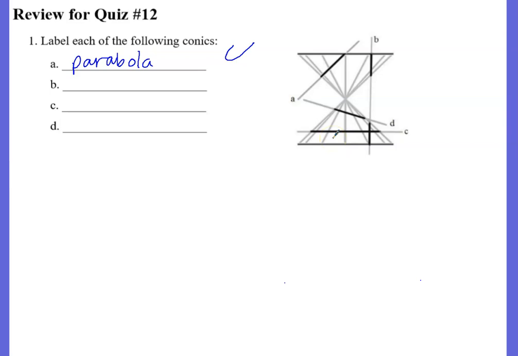For B, you go in through one of the cone's bases and you come out the other one. That's going to create two parts, a top and a bottom. That's a hyperbola.